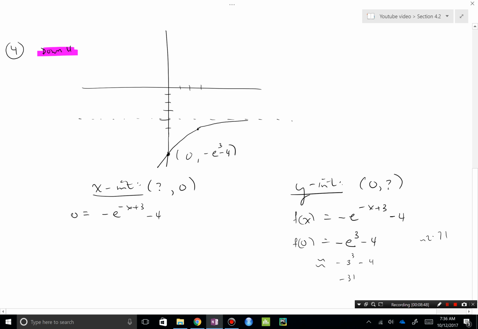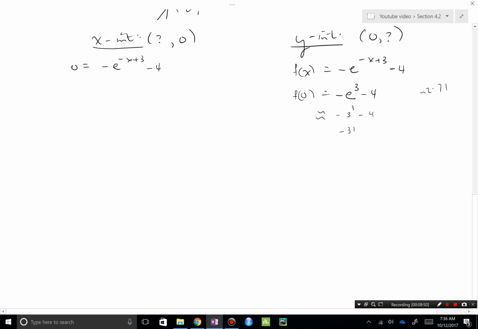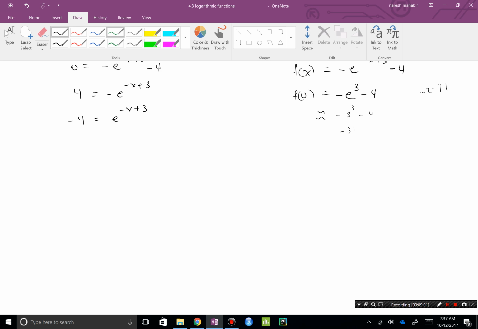Okay, so when we start solving, we get 4 equals negative e to the negative x plus 3. I added the 4 over. I'll multiply by a negative, and we get here. Now, this is what leads us to section 3.3. This right here.